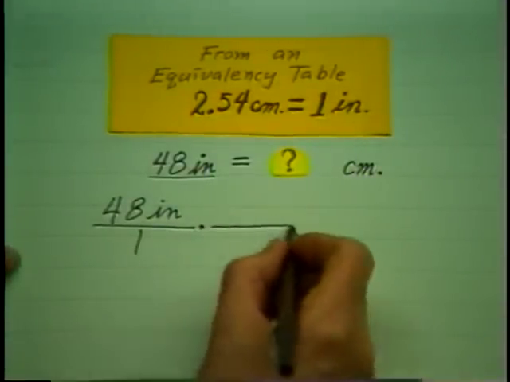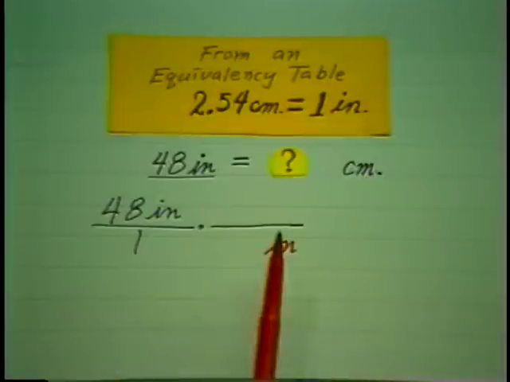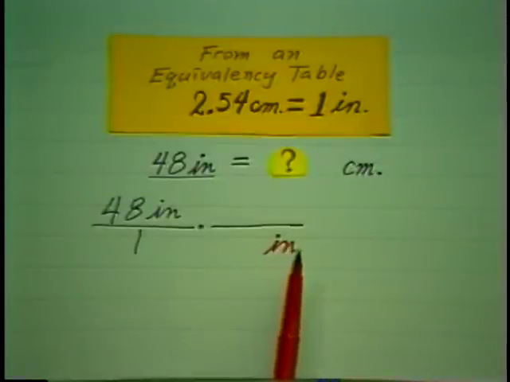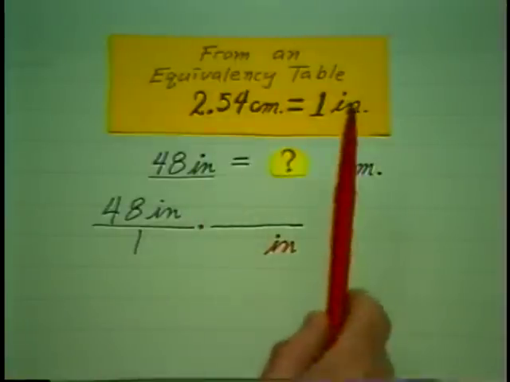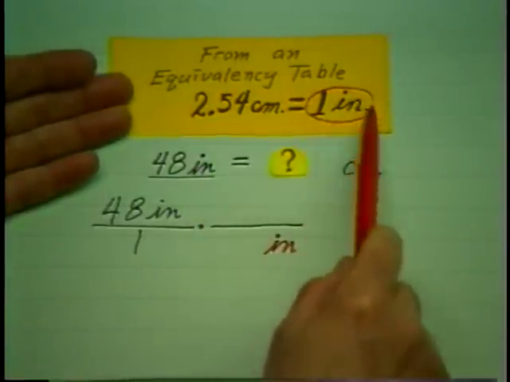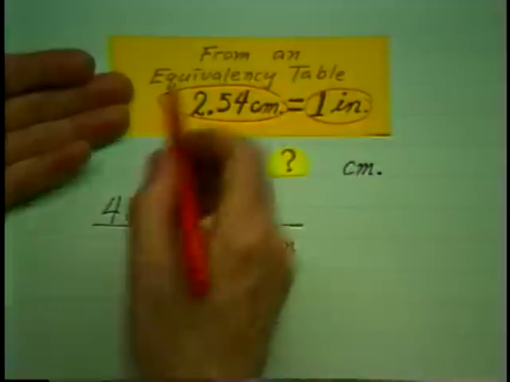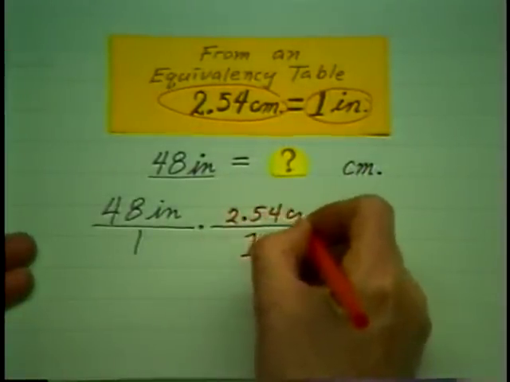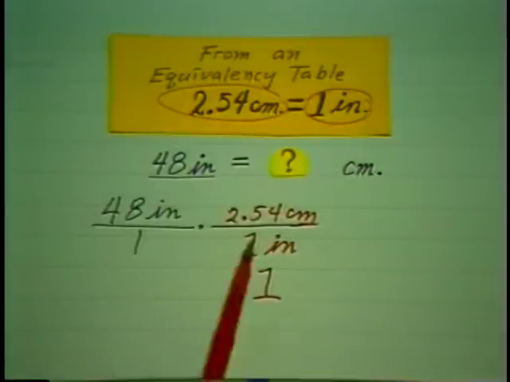Now, I think this way. If I were multiplying by another fraction, and because of the cancellation law, if I had an inch on the bottom, I could cancel that inch off. So I concentrate first not on what I want, but on what I want to get rid of. So in my conversion equivalency, I notice that 1 inch is equivalent to 2.54 centimeters. So if I write one on top of the other, I really have a form of 1. And if I'm multiplying by 1, I don't change anything.